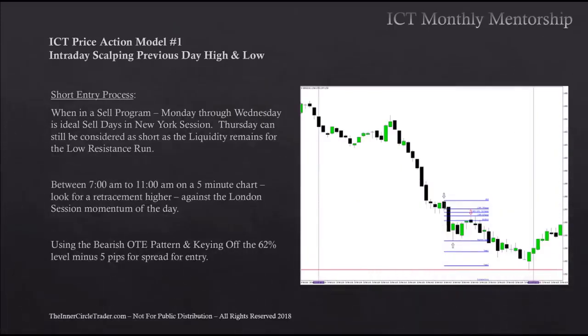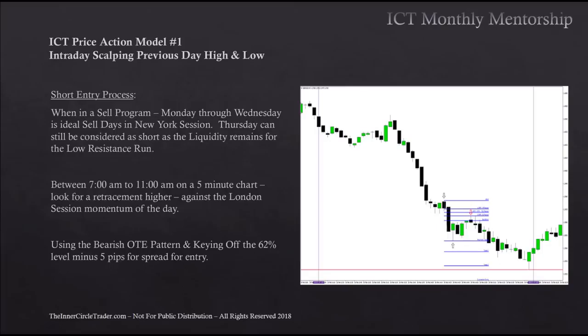Short entry process. When in a sell program, Monday through Wednesday is ideal sell days in the New York session. Thursday can be considered as short as the liquidity remains for a low resistance liquidity run. That means the liquidity pool has yet to be probed or taken out from the daily time frame. Between 7 a.m. and 11 a.m.